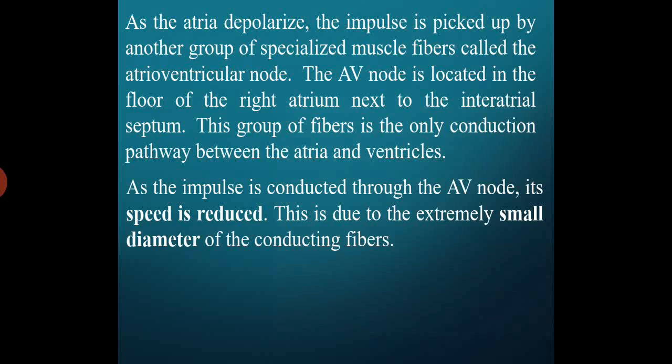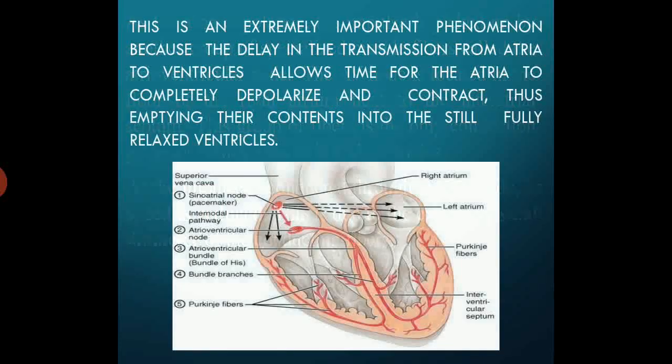atrioventricular node. Now keep in mind, when the SA node passes the impulses, those impulses are very fast, but as they reach the AV node, because the area around the AV node is very small, the impulse speed slows down, and that slowing happens because of the small diameter of the conducting fibers. This is an important phenomenon. Why? Because of this phenomenon, the transmission of the impulses from atria to ventricles allows complete depolarization and contraction, and this helps to fill the relaxing ventricles.